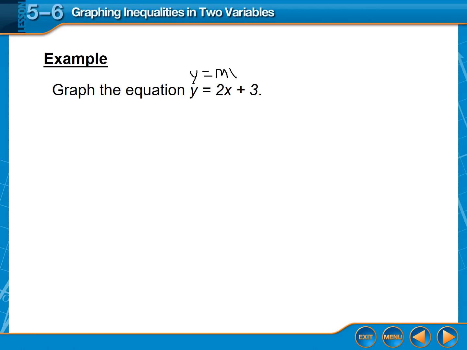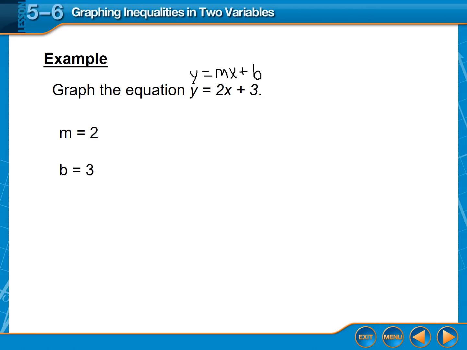It's already in the form that I need it to be in, so I don't need to rearrange it at all. I can already see what my values are. In this case, I'm looking for two particular things. I'm looking for what is being multiplied by x, that's my m value. I'm looking for what is added at the end, that's my b value. So in this case, m is 2 and b is 3.